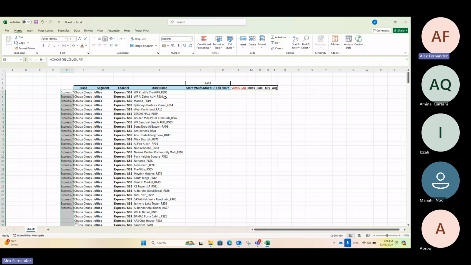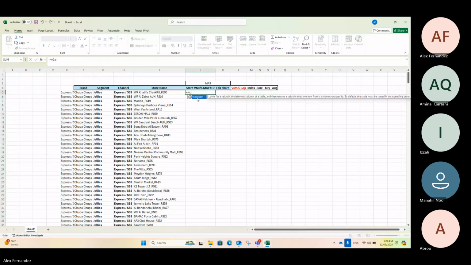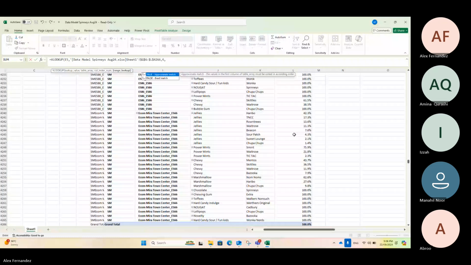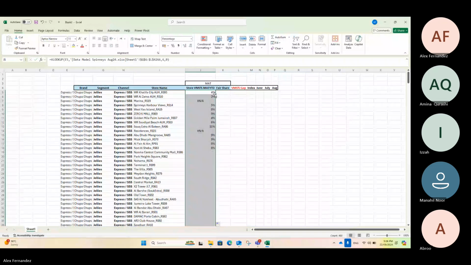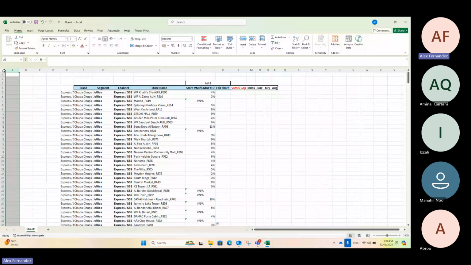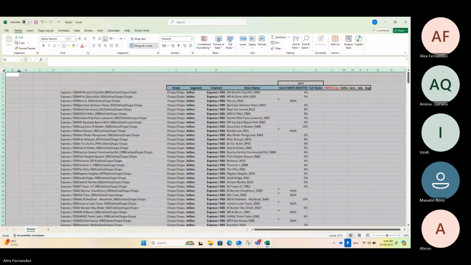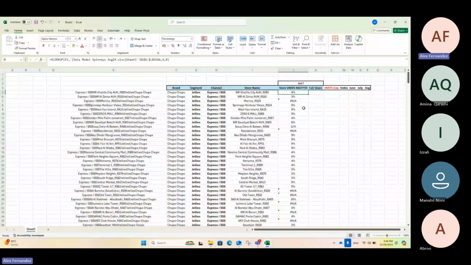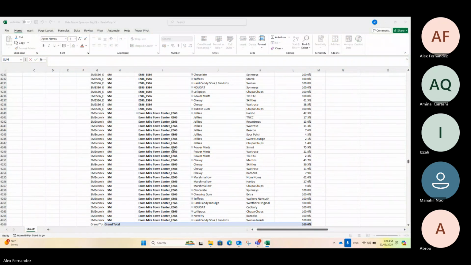So now it's just a simple VLOOKUP formula. So here we get our market shares. All right, current market share, guys. So this is MAT year to date market share.